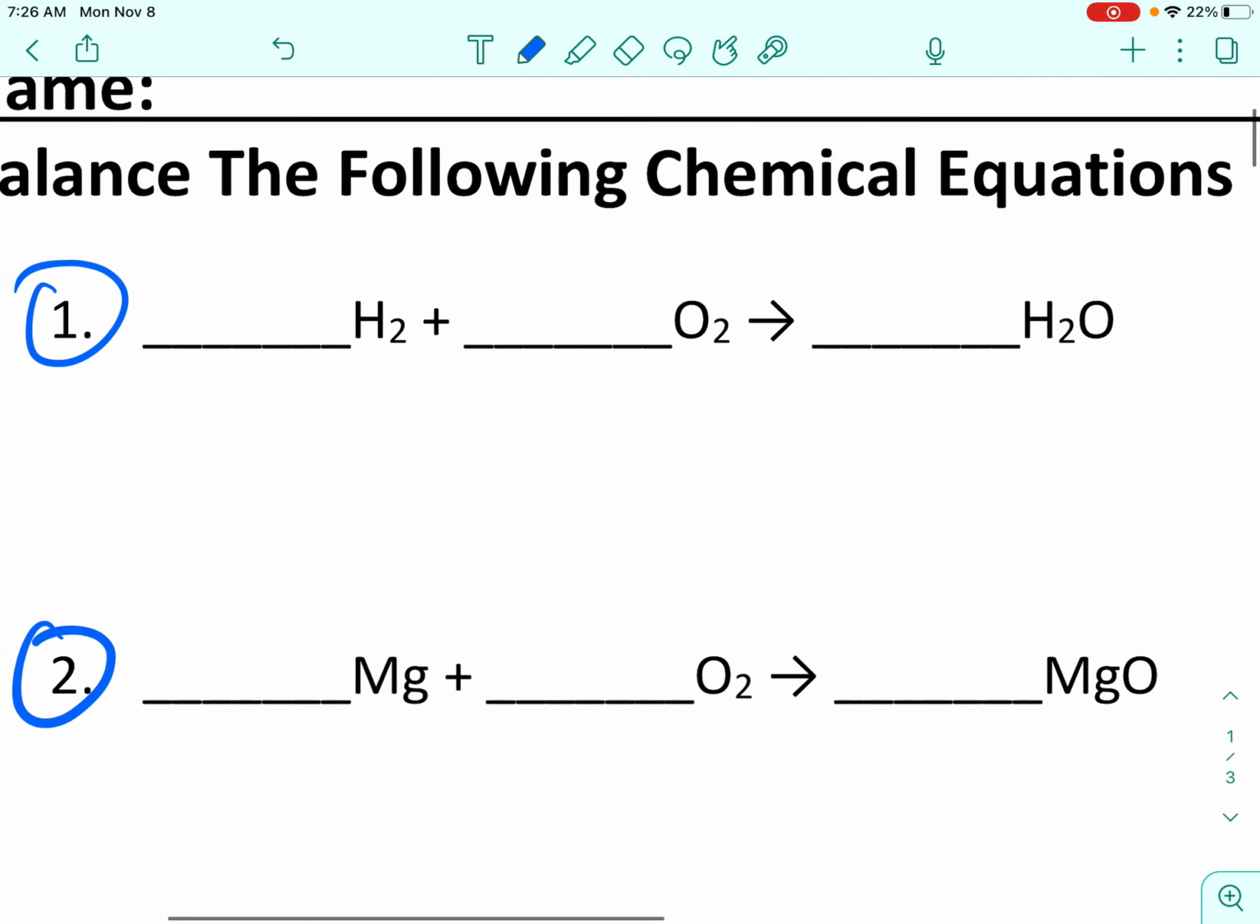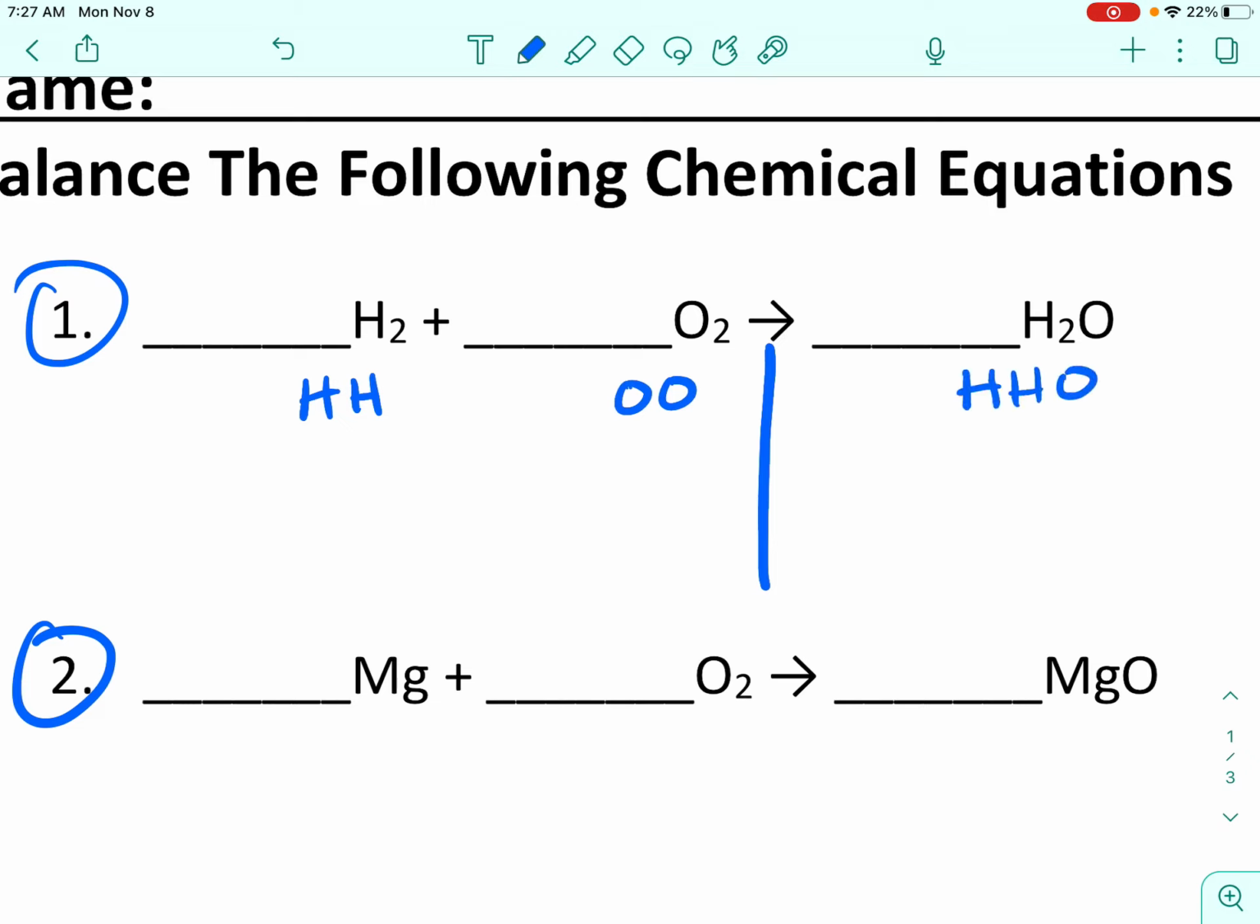So you want to find your arrow and draw a line under it to separate the sides. This way is kind of like the drawing models, but without the different colors. We're just going to use the element symbols. So H2, we would write that out as HH. O2, we would write that out as OO. H2O, there's 2 H's and 1 O. So you can see it's very similar to drawing the models, but without the different colors.